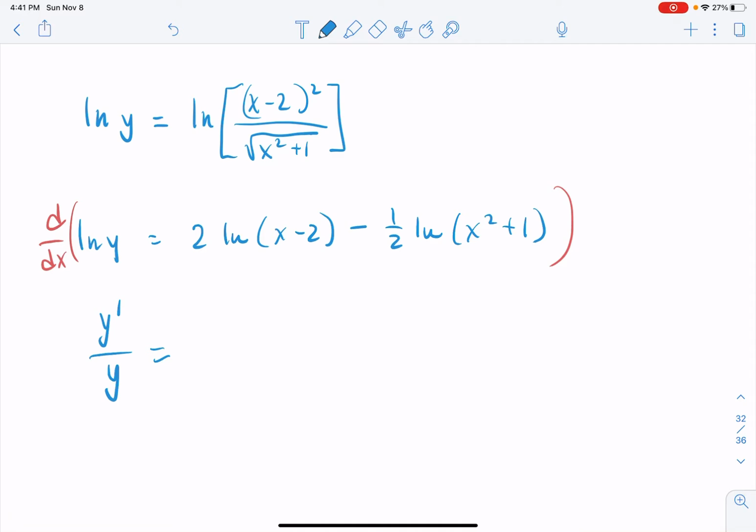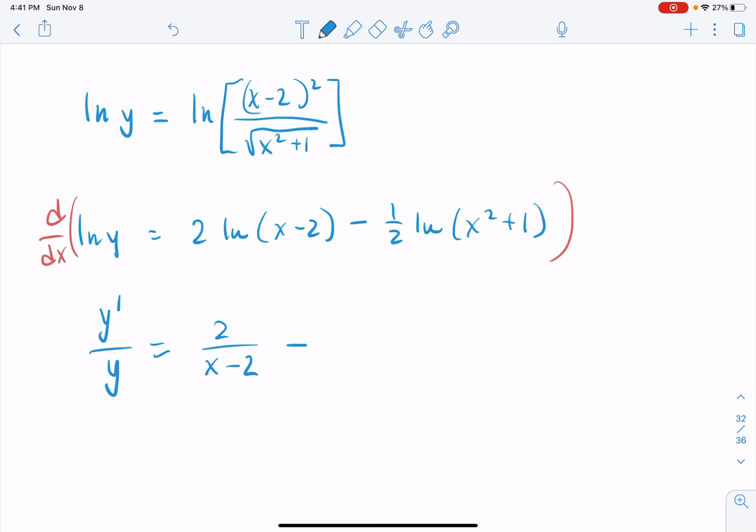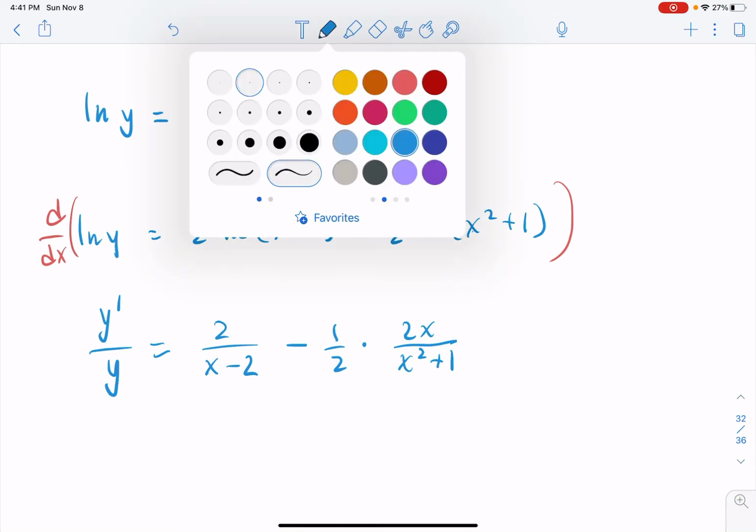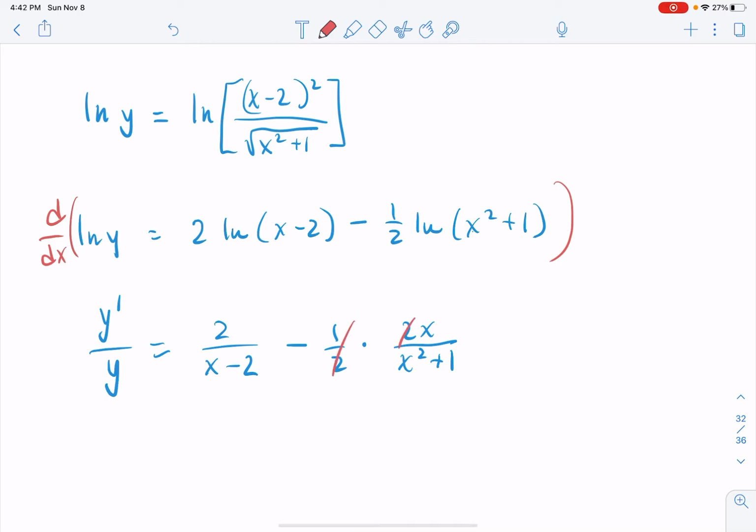And this is u prime over u. The derivative of x minus 2 is just 1. That 2 will be up top. It's going to be 2 over x minus 2. Right? Minus, and then let's do the same kind of thing over here. Let me bring down my 1/2. And the derivative of x squared plus 1 is 2x over, and then the bottom stays the same. Look at that. Let's see how much easier that was than even having to use the quotient rule. I mean, it's not quite done yet, but you're going to see it's still a heck of a lot easier.